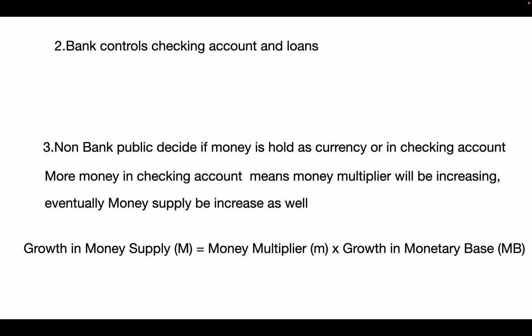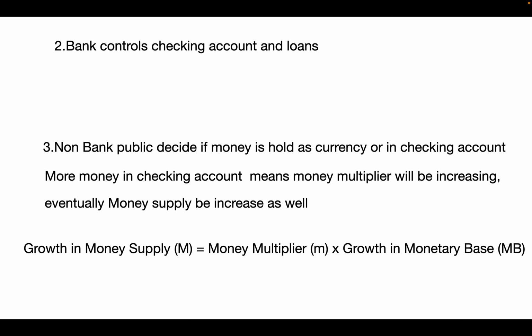The second approach is that banks control checking accounts and loans. Basically, when banks loan money, it means that they create checking accounts. And people can take the currency out of the account, and that will also influence the money supply.